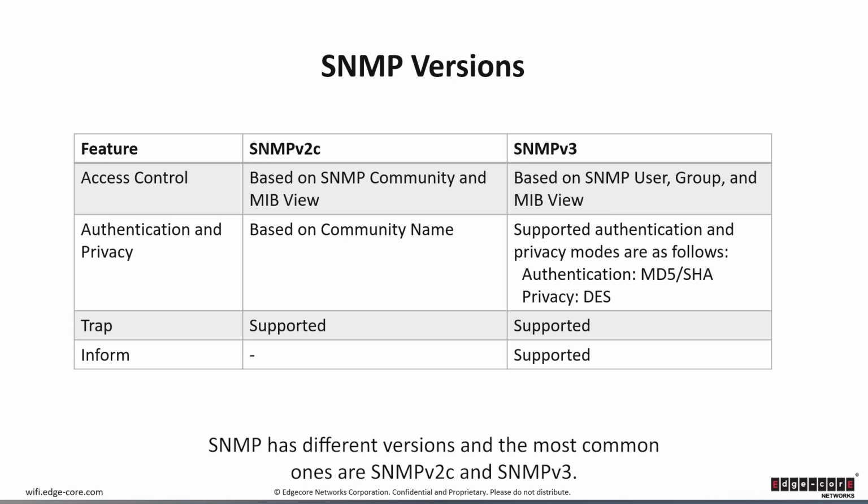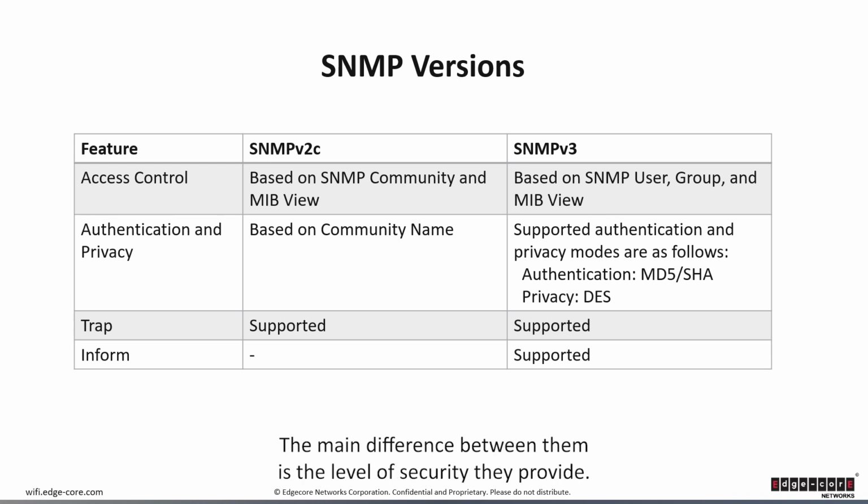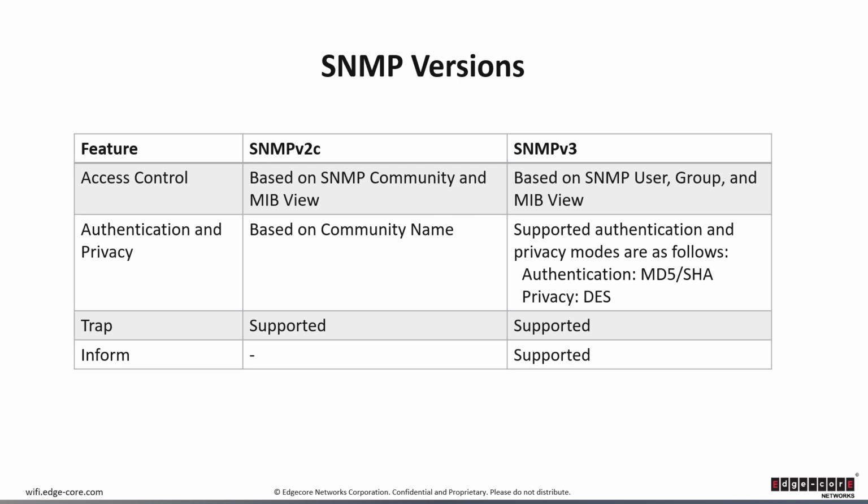SNMP has different versions, and the most common ones are SNMP v2c and SNMP v3. The main difference between them is the level of security they provide. SNMP v2c uses a simple password, called a community string, to authenticate the devices. This means that anyone who knows the password can access or modify the device information.